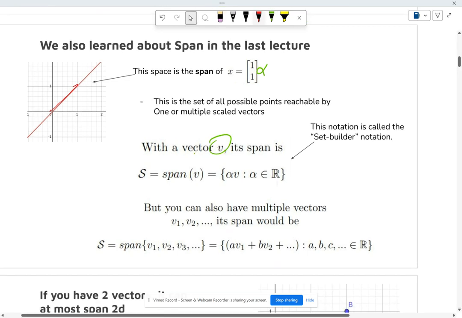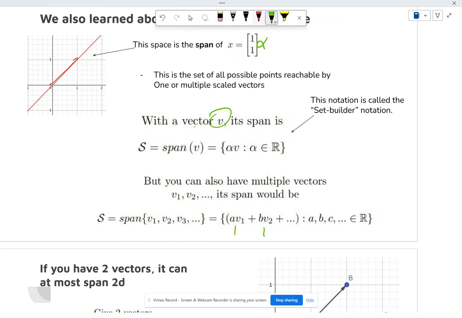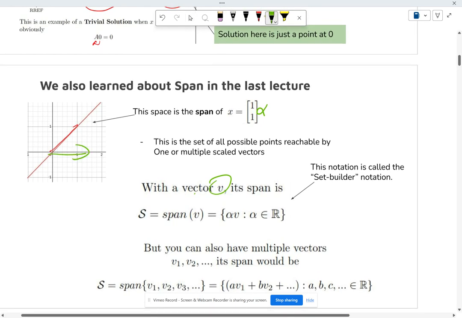But if you have multiple vectors, the span is essentially the linear combination of them. So you have v1, v2, v3, and you can pick any numbers a, b, c, whatever, in here, and that will be part of the set. So if you have two vectors, 1 and 2, any combination of them will be part of the set, so the set will essentially be this 2D plane. Anywhere this 2D plane touches, these two vectors can also reach.